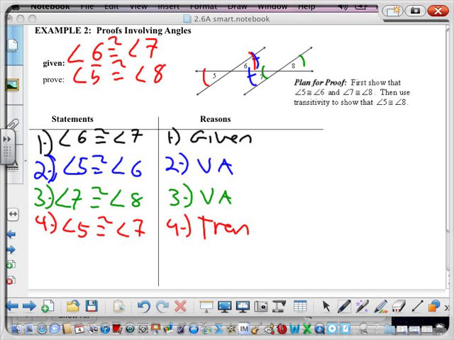6 is congruent to 7. 7 is congruent to 8, so? Where did we get 5? 6 is congruent to 7. 7 is congruent to 8, so? Okay. And we got one more. 5 is congruent to? 7 is congruent to 8. 5 is congruent to 7, so 5 is congruent to?